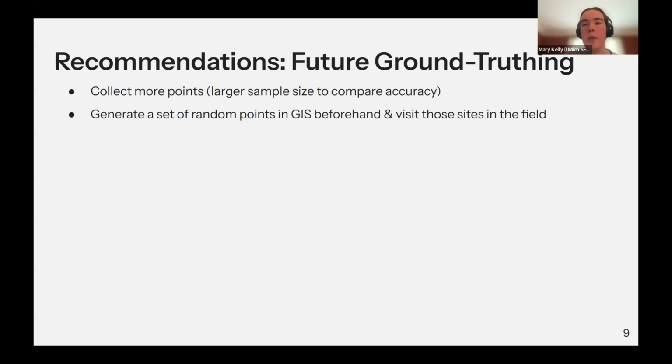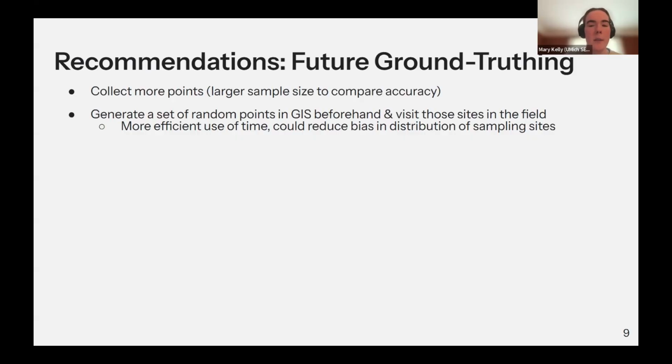We did not do that. We just kind of went into the field and picked random areas, sort of a visual inspection, and adapted our sampling strategy as we went. So generating sort of those set random points would be a more efficient use of time and also reduce bias if you have any bias in the distribution of your sampling sites.